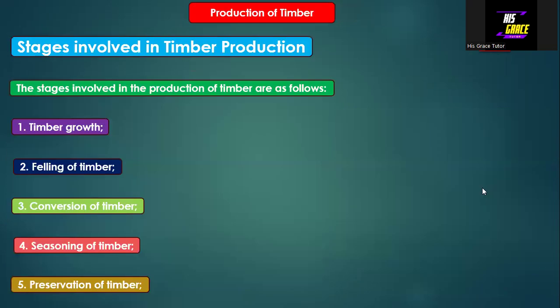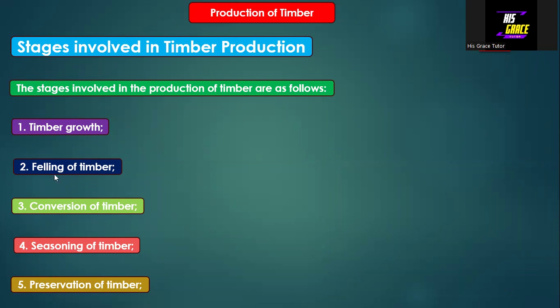Then in the next slide, we have stages involved in timber production. We have 5 stages that a timber has to undergo before we can make use of it to make chairs, tables, cabinets, shelves, and some other things that we can use it for. So as I said, a timber has to undergo these 5 stages before it can be used to make one thing or the other that we can form with wood.